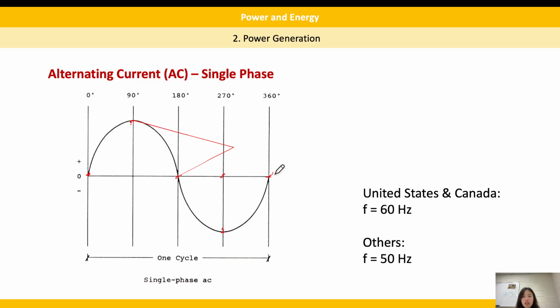And do you remember when we call it 60 Hertz AC, this means it rotates 60 times each second. In the US and Canada, the electrical system is 60 Hertz AC. And for others, like in China, it rotates 50 times each second. That's 50 Hertz AC.